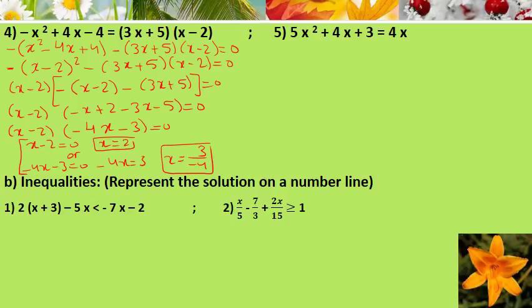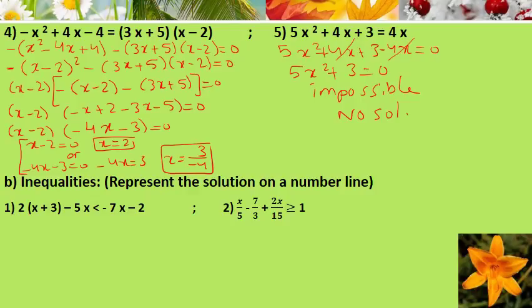Good. Okay. Now we have, Ali, 5x squared plus 4x plus 3 equal 4x. We bring 5x squared plus 4x plus 3 minus 4x equals 0. 4x minus 4x cancel each other. We have 5x squared plus 3 is equal to 0. This is impossible, right? We don't have any value for x that gives me this equation equal to 0, so we write no solution. Right.